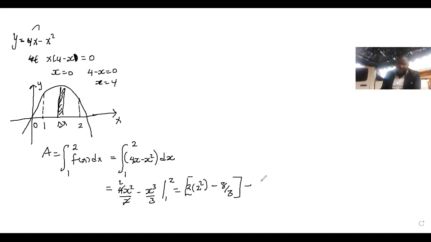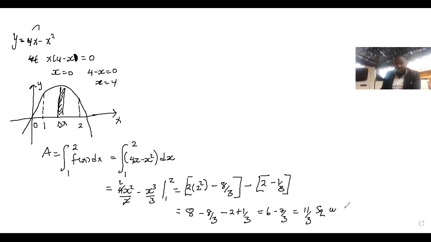minus 2 minus a third. This gives us 8 minus 8 over 3 minus 2 plus a third. This gives me 6 minus 7 over 3, confirming 18 minus 7, which is 11 over 3 square units. So 11 over 3 confirms 3 and a third. No, sorry, 3 and 2 over 3, 2 and 2/3. So 3 and 2/3 is the area.